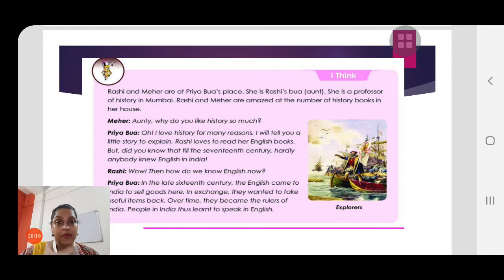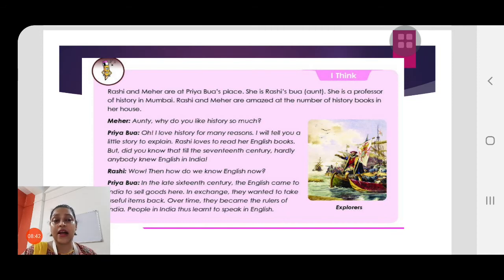Now I am also speaking English. Our textbooks are English. Everything is now in English. Even if you type on Google, in order to search something, we type in English only. But before the 17th century, English was not in India. People used to speak their traditional languages. So how did English come to India?